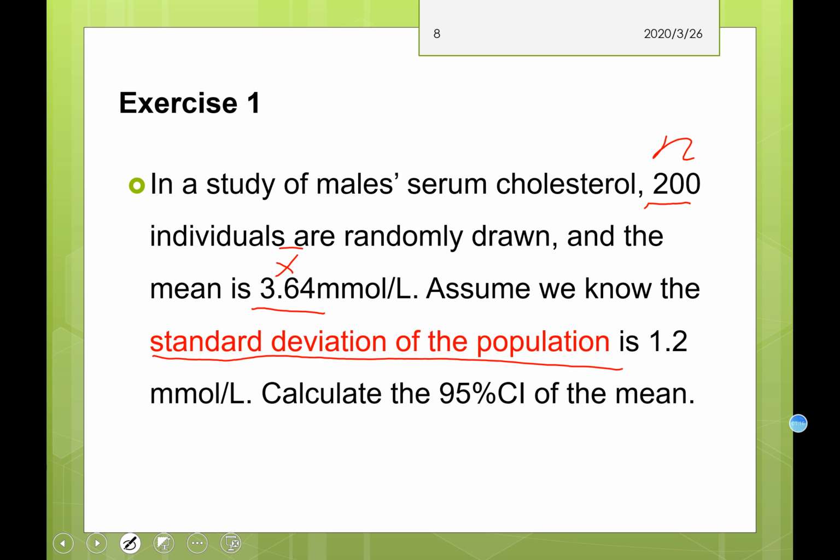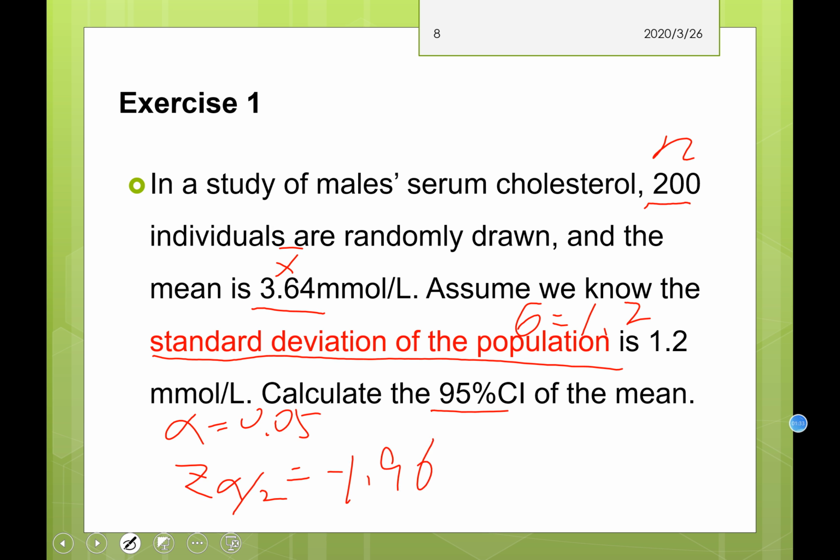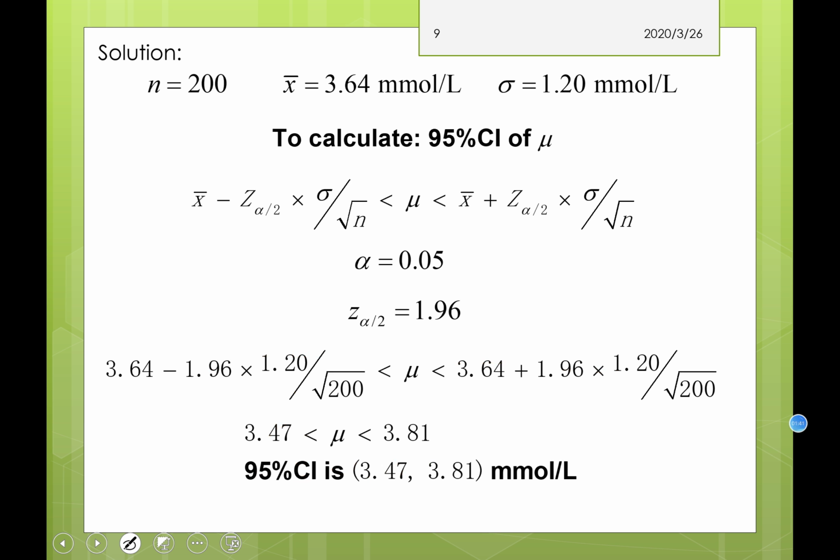So here, sigma is 1.2 and for the 95% confidence interval, alpha equals 0.05, and we can also know z half alpha equals minus 1.96. So we just put all the numbers into the formula, right? Okay, so here this is the formula, and we put all the numbers into the formula. And we can get these two numbers, 3.47 and 3.81.